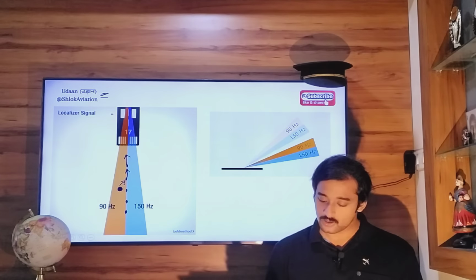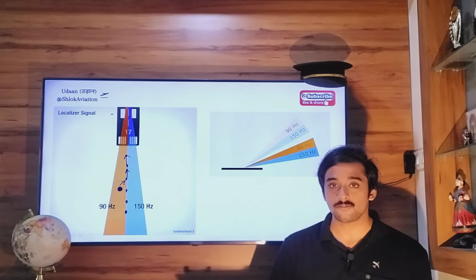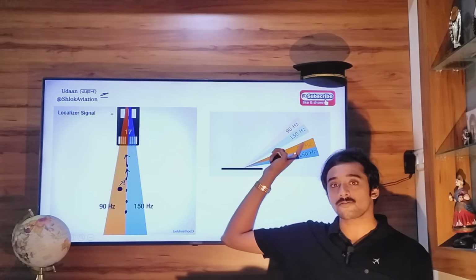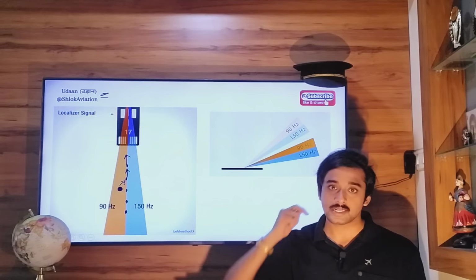Now let's go to glide slope. Now when we are talking about glide slope, we have 90 hertz signal on top of 150 hertz amplitude modulated signal.